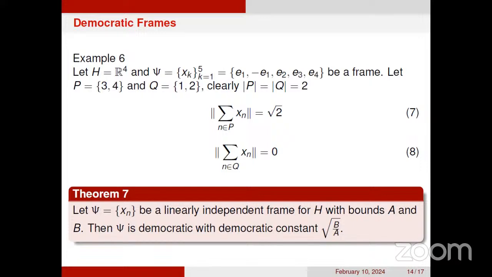And in Theorem 7, we try to give a sufficient condition for a frame to be democratic in Hilbert spaces. Let Xn be a linearly independent frame for H with bounds A and B. Then the frame is democratic with the democratic constant square root of B by A.